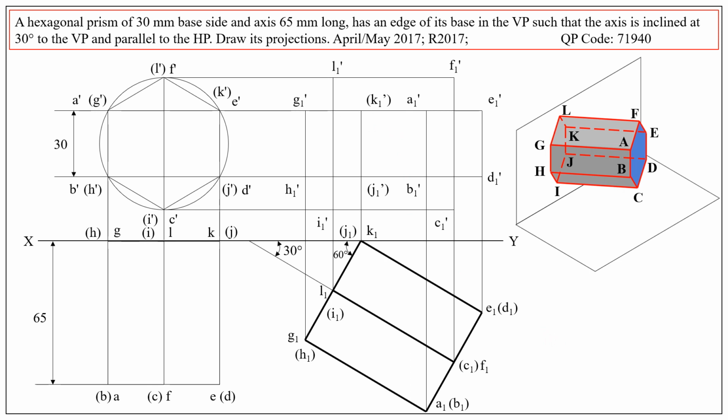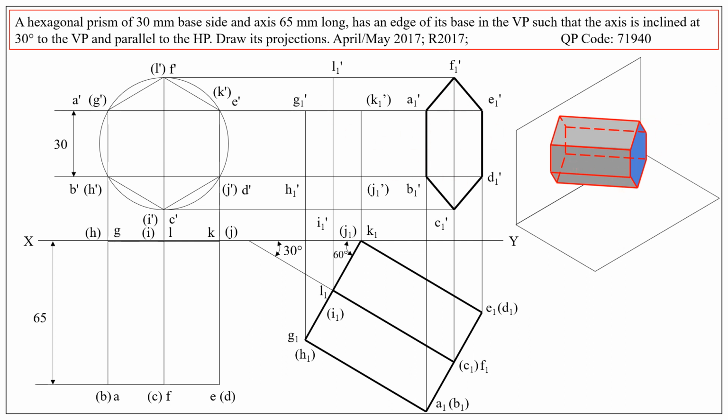So what is our next aim? After obtaining all these points, we need to join in proper sequence to get the required front view. So what is that proper sequence? We need to join A1 dash with B1 dash, B1 dash with C1 dash, C1 dash with D1 dash, and then E1 dash, F1 dash, and finally back to A1 dash. So that is what's shown here. So the front hexagon is completed.